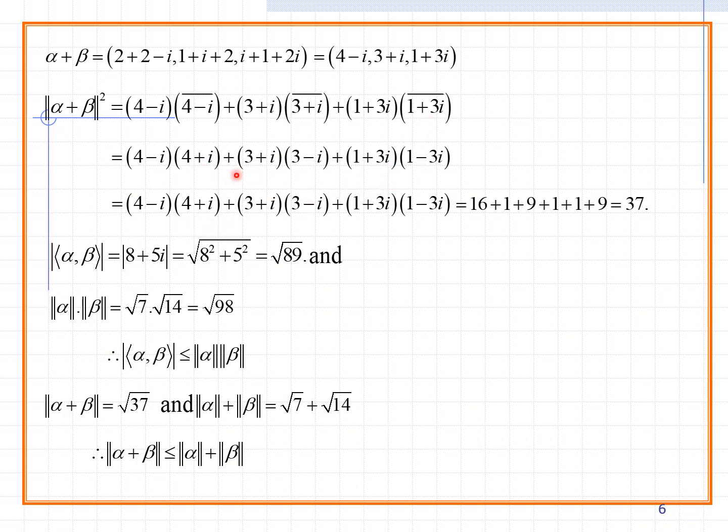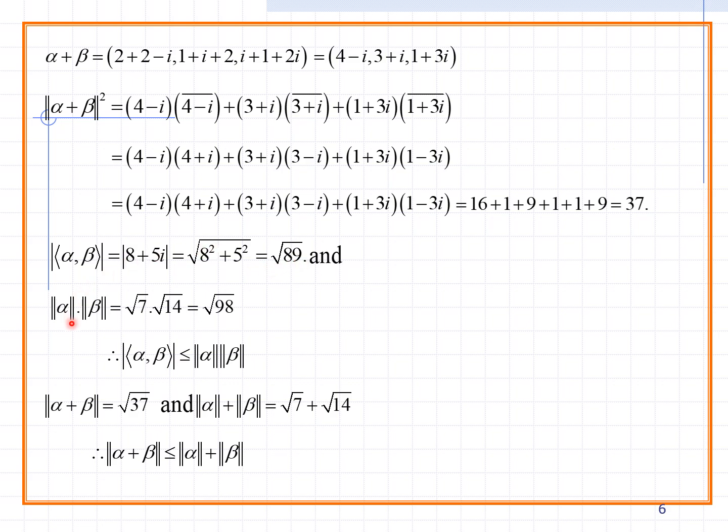Then you can do ordinary multiplication. The i square value you can replace with minus 1. You get 37. So the inner product of alpha comma beta, as you already know, is 8 plus 5i. What is that norm? The norm is given by root over the first term square plus second term square. Here i square is minus 1, so you can write 5 square. So this value is root over 89.